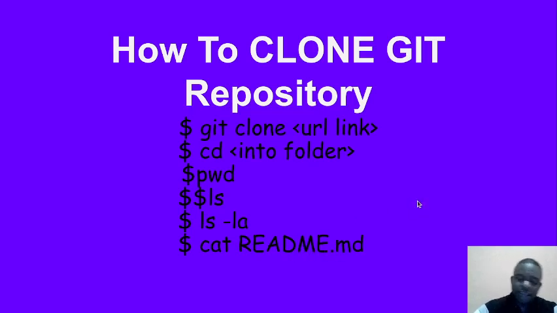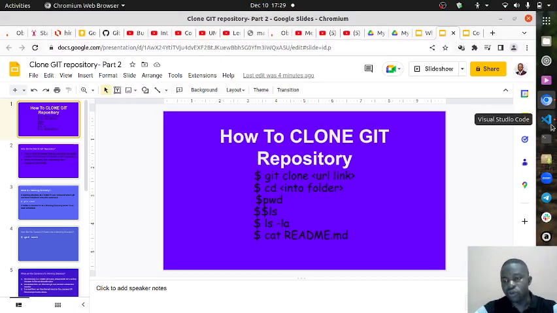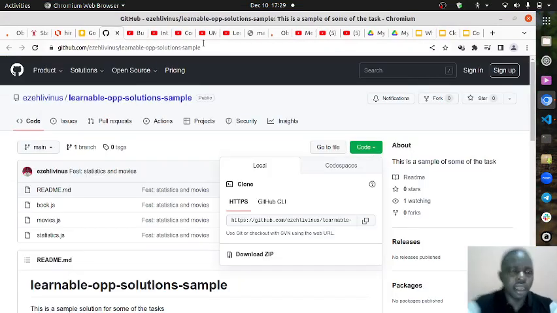So let's go quickly to GitHub. I want to clone a repository on GitHub. This repository is written by Eze Levinus. The title of the repository is Learnable OOP Solution Sample. These are the files. It has a readme file. Let's look at the readme. It has book.js, movie.js, statistics.js.